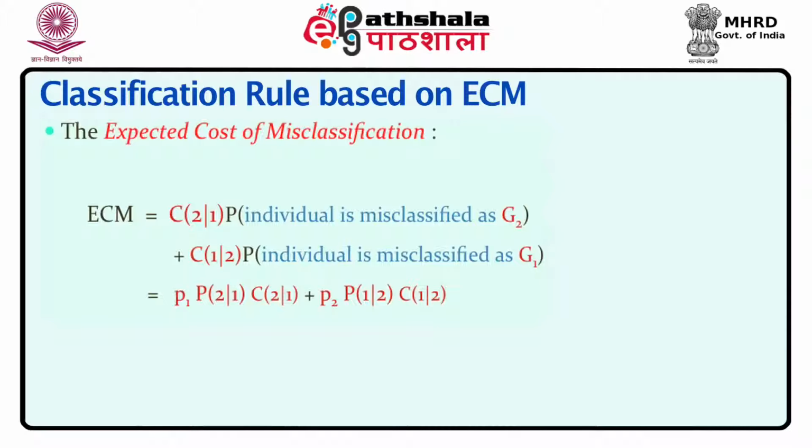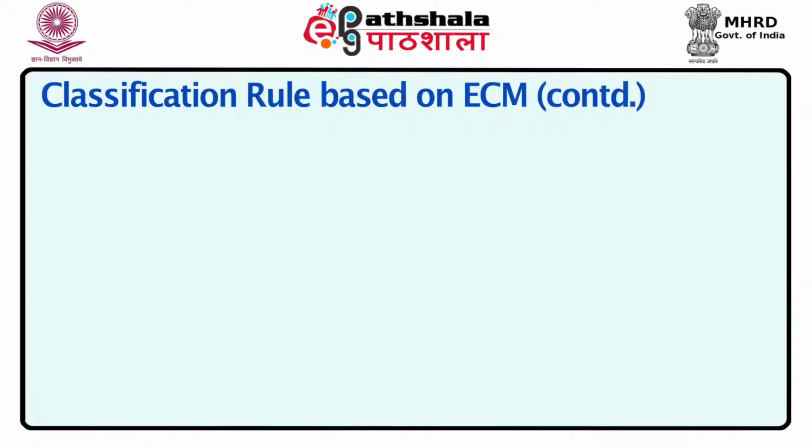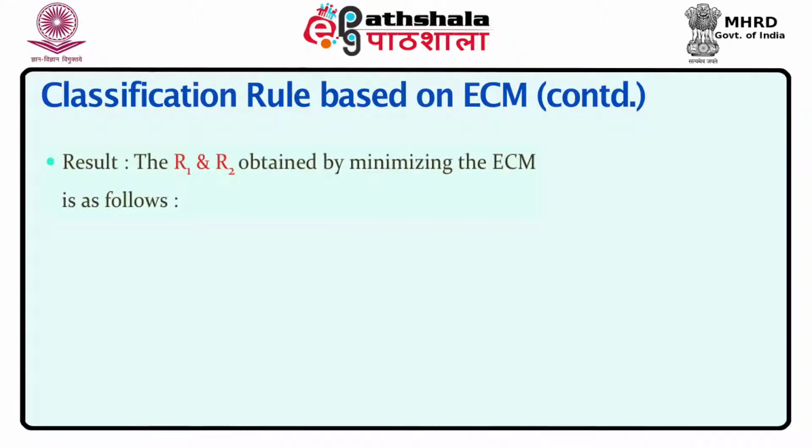And so the expected cost of misclassification, or ECM, is the sum of these two components: P1 into P(2|1) into C(2|1) plus P2 into P(1|2) into C(1|2). And what we need to do is to find R1 and R2 such that the ECM is minimized. Now, the result that actually gives a rule, or a distinction between R2 and R1, which minimizes the ECM is as follows.